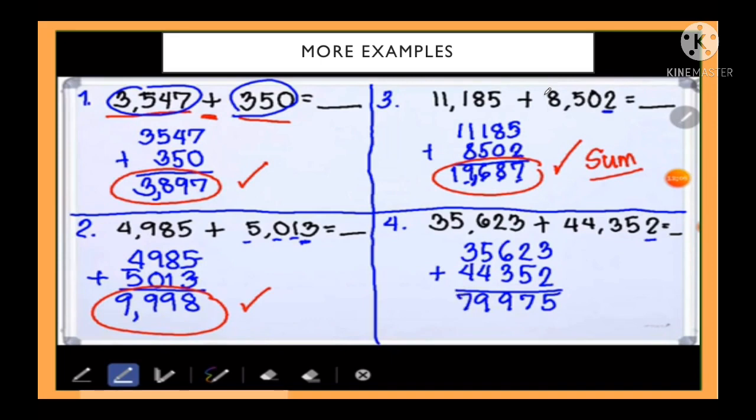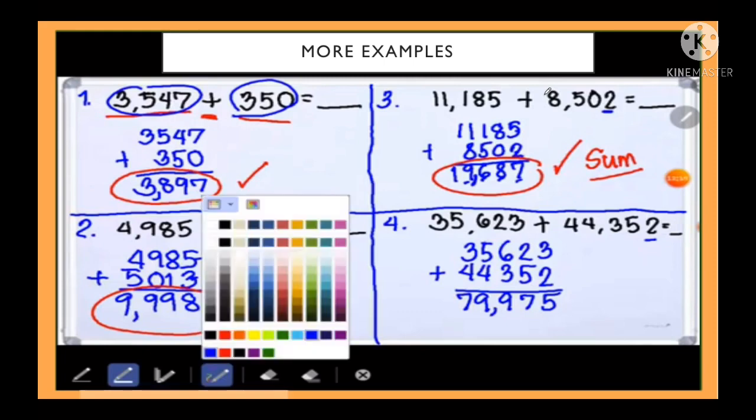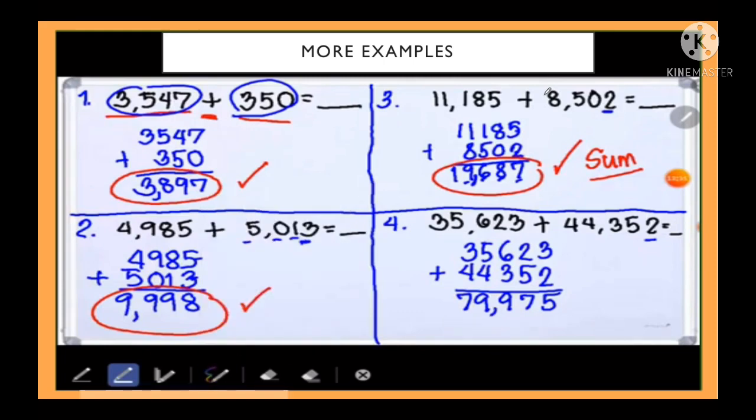Now, where do you put my comma here? Between 9 and 9. Yes, very good. So I will put here the comma. So, can you read our answer? Our answer is? Good job. 79,975. Very good.